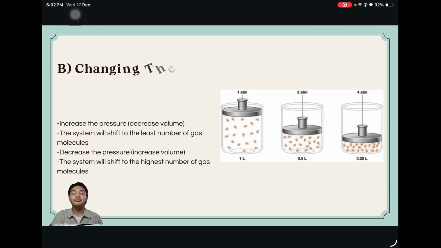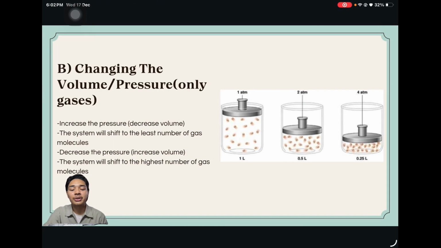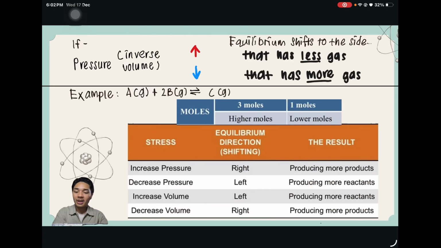Next, changing the volume or pressure applies only to gases. If the pressure is increased, the volume will decrease. The system will shift to the side with the least number of gas molecules. If the pressure is decreased, the volume is increased. The system will shift to the side with the highest number of gas molecules. Next, if pressure increases, the equilibrium shifts to the side that has less gas. If the pressure is decreased, the equilibrium shifts to the side that has more gas.